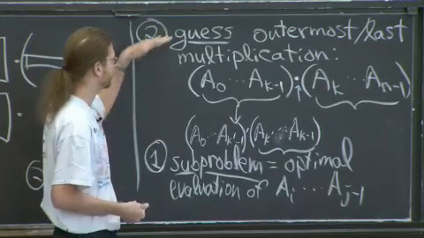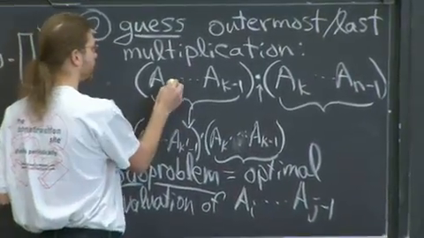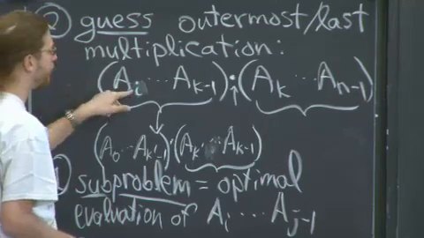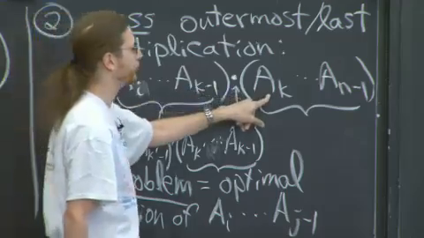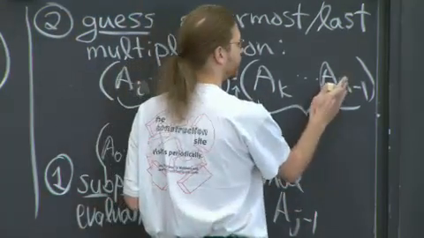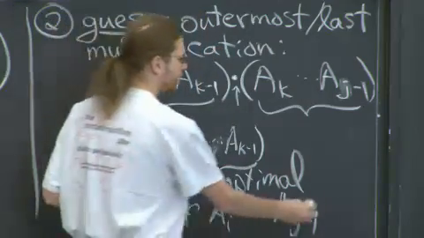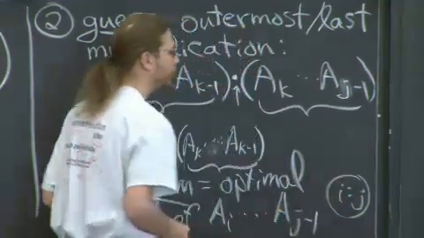So actually, I have to revise this slightly. Now we're going from ai. To solve this subproblem, which is what we need to do in the guessing step, we start from ai. We go to some guessed place, ak minus 1. Then from ak up to aj minus 1. Okay, this is the i colon j subproblem.